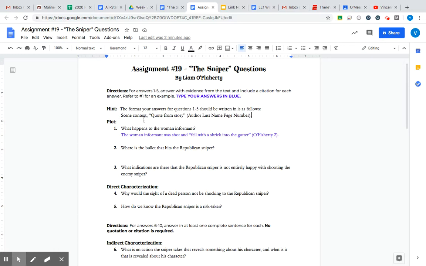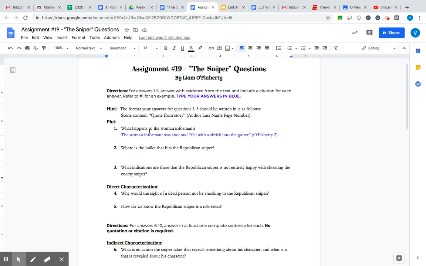We have our scene context, describing the scene, connecting it to our quote with a comma since we don't want to start a sentence with a quote, having our quote in the double quotation marks as you see here with a capital at the beginning, followed by a citation afterwards. We see the parentheses facing each other with the author's last name capitalized because it is a proper noun, and then the page number with a period at the end. That's the format we're looking for questions 1 through 5.